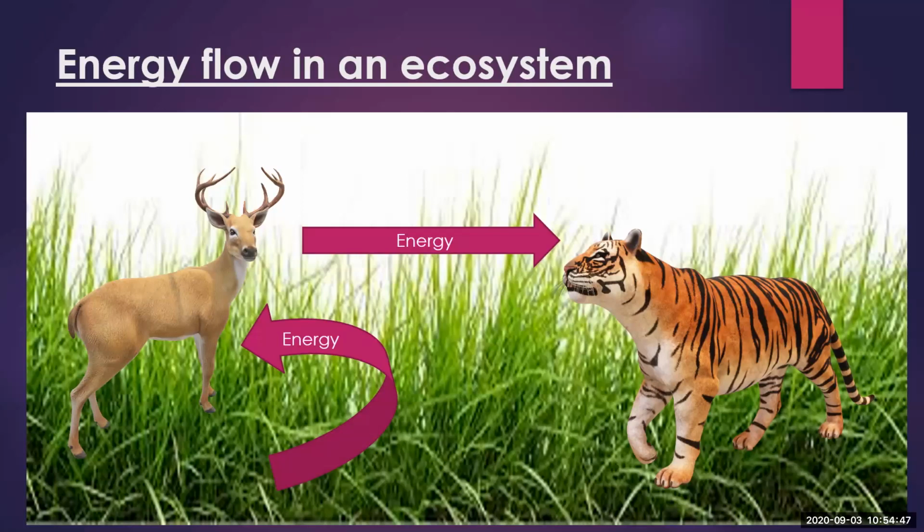When the deer eats the grass, the energy will transfer to the deer. After that, the tiger will eat the deer, and that energy will pass on to the tiger. So this is the energy flow in an ecosystem. As the organisms feed and refeed on each other, the energy flows in a unidirectional flow. And all organisms are an integral part of the ecosystem.